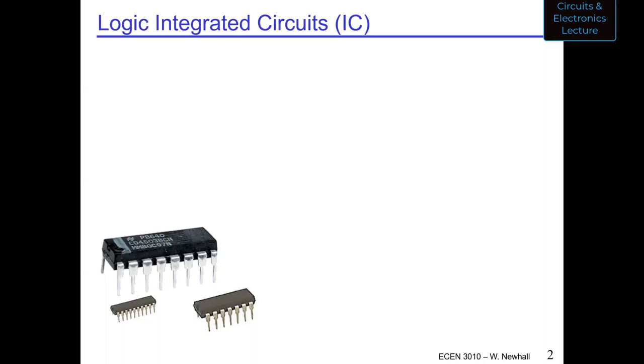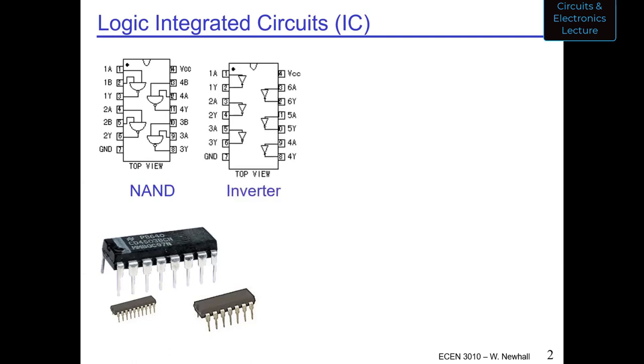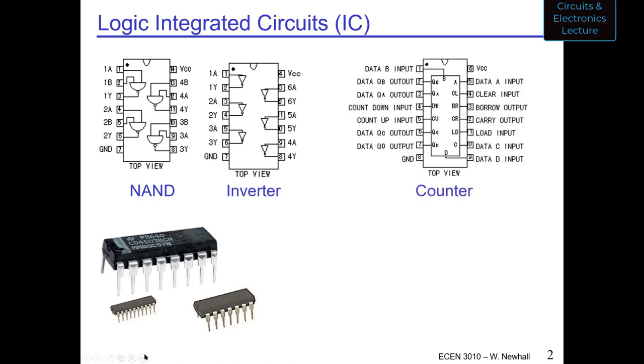First, I'd like to contrast microcontrollers to the logic integrated circuits that we've been working with for the last couple of days. We talked about NAND gates, NOR gates, AND gates, OR gates, inverters, etc., that are built into these chips. These NAND gates, NOR gates, inverters, etc., are combinatorial logic chips.